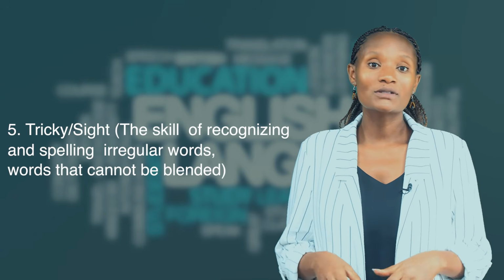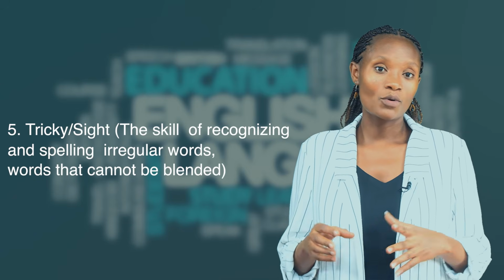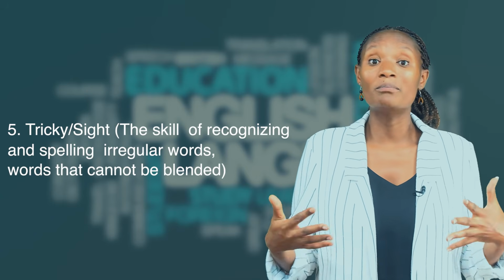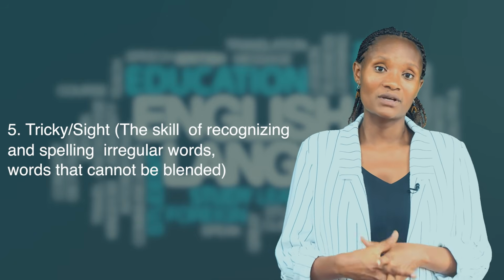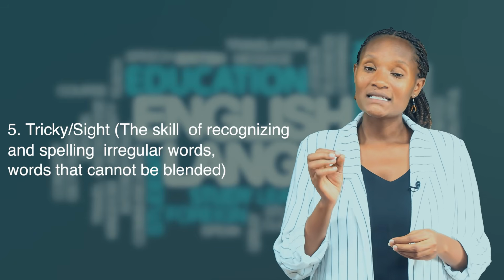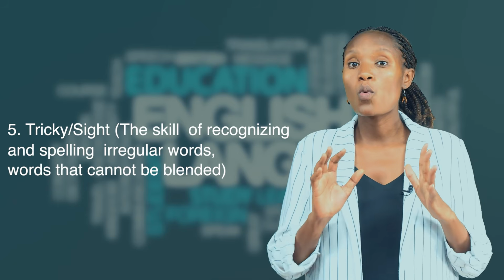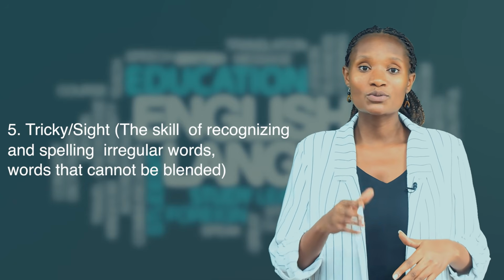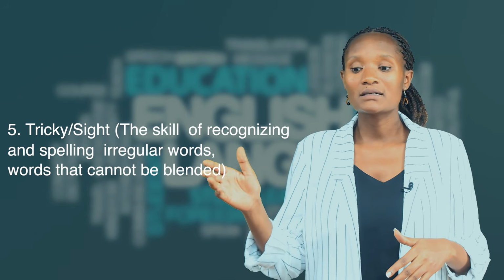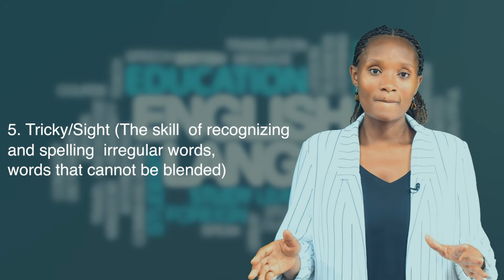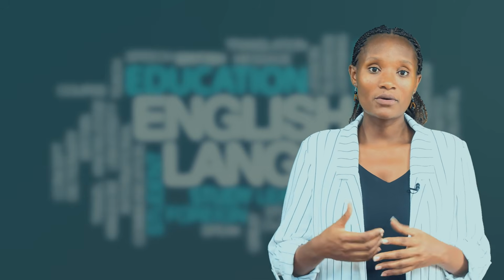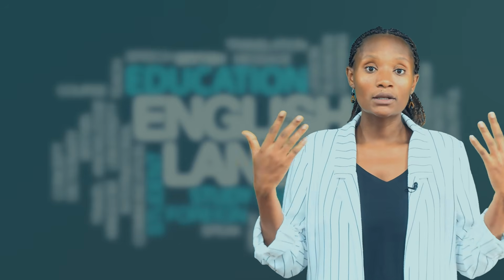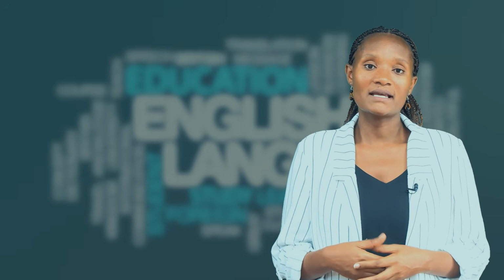Number 5, tricky or sight words. These are also called irregular words. What does it mean? It simply means that they do not follow the rule of blending or putting the letters together to form words. Taking an example of the word water, we cannot blend the word water into w, a, t, e, and r. No. A child has to recognize that this is a tricky word and simply learn how to memorize it.